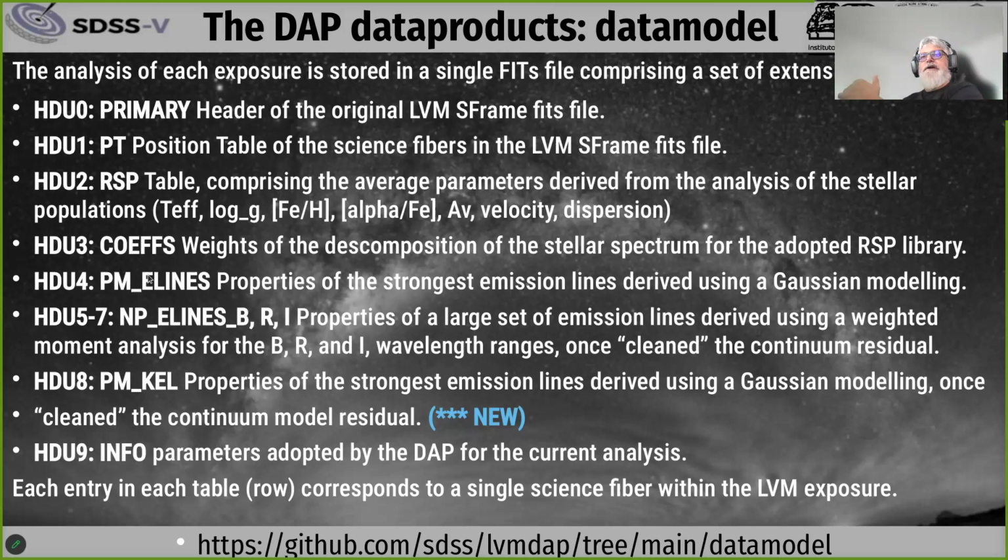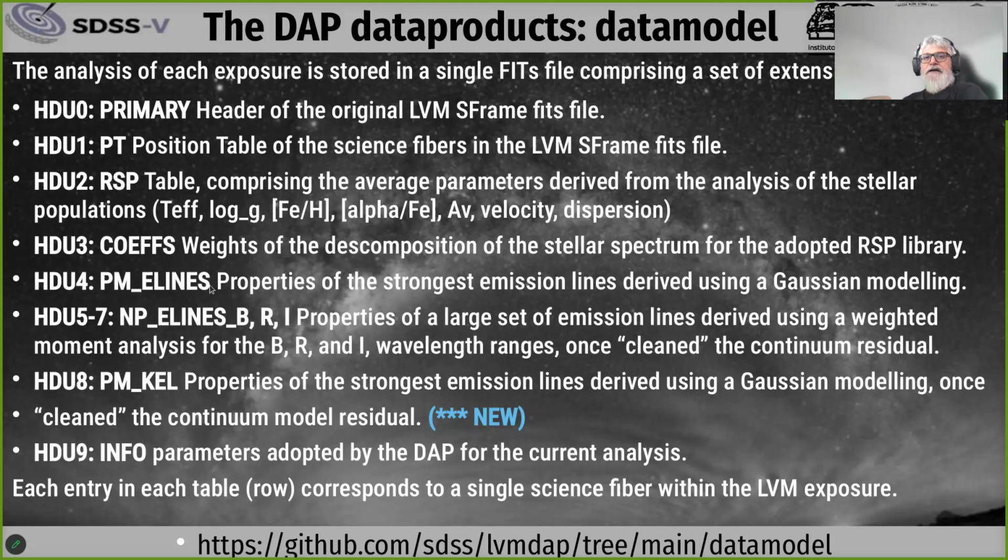Then we have the properties of the emission lines fitted with Gaussian models, the parametric emission lines, that are the ones produced in the first loop that I showed you before. Let's see which one in this loop here. Okay, remember, we have one parametric, one non-parametric, and a second parametric.